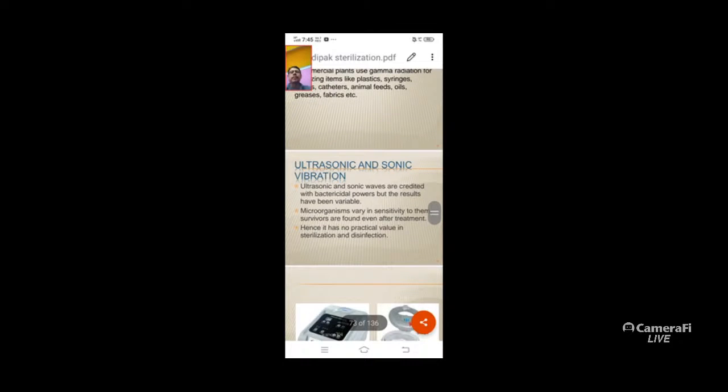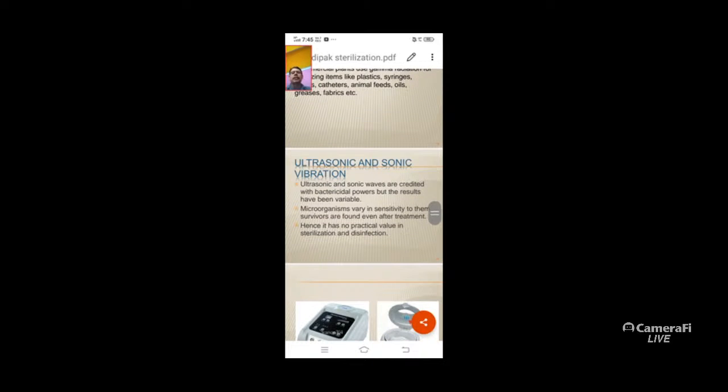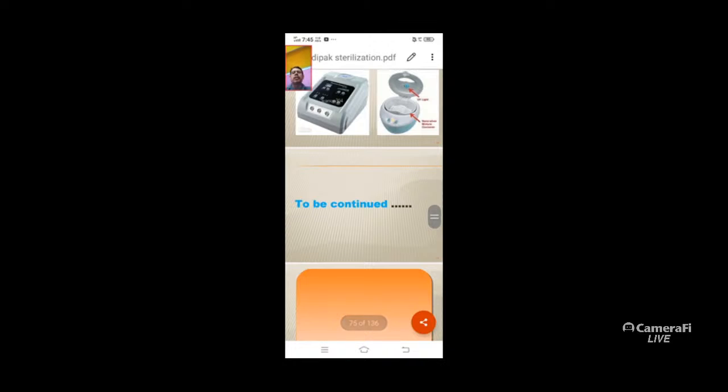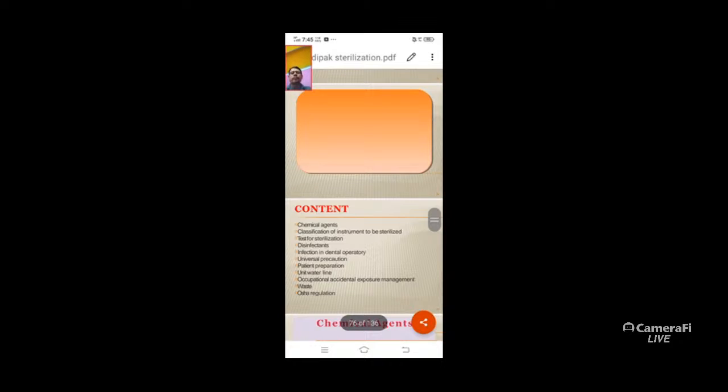Items sterilized by gamma radiation include plastic syringes, swabs, catheters, animal feeds, oils, greases and fabrics. And ultrasonic sound and ultrasonic vibration are another technique by which you can sterilize. Ultrasonic and sonic waves create bacterial damage, but microorganisms vary in their sensitivity, and some survive after the treatment. Hence, it has no practical value in sterilization and disinfection.